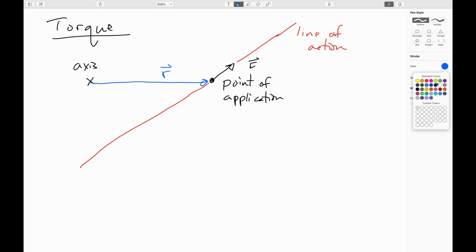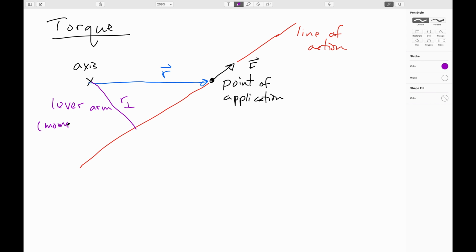But it'll turn out, if you think about it carefully, remember we said that you'll get the most bang for your buck trying to open a door if you push square or perpendicular to the door itself. So what's going to matter here is this distance perpendicular to the axis. This usually gets labeled R perpendicular, but it has a couple of different names, and I'll probably use them about 50-50. It'll either get known as the lever arm, or it's also known as the moment arm.